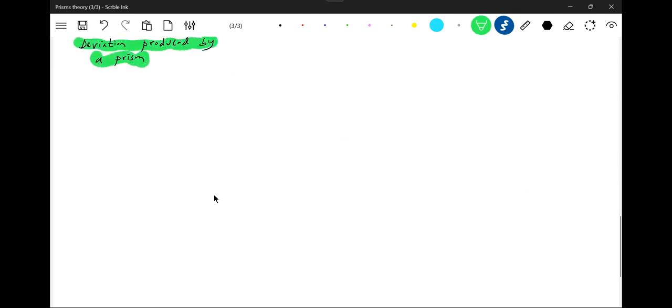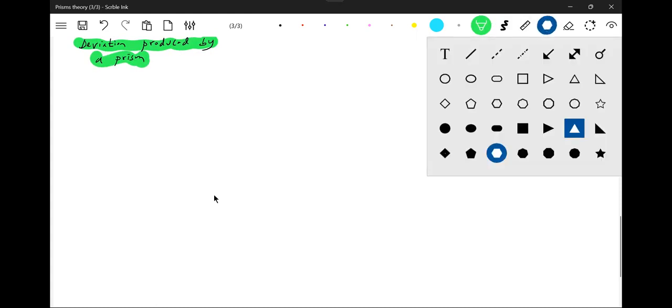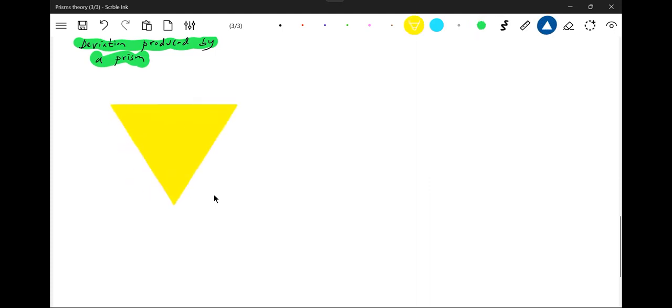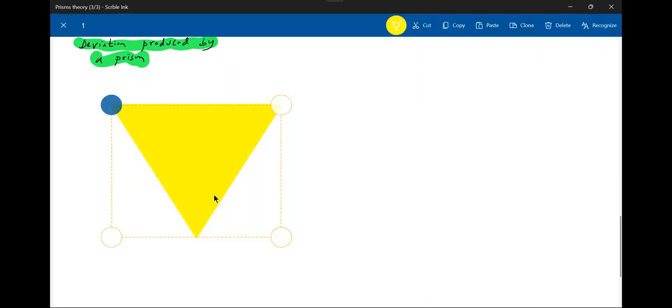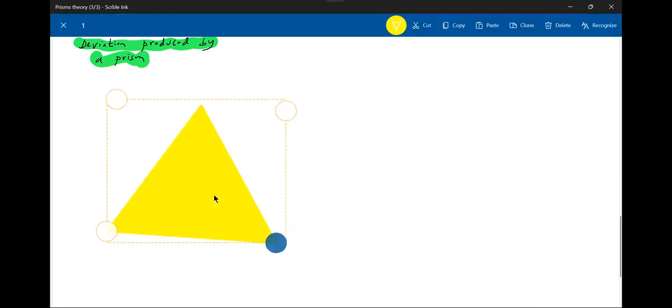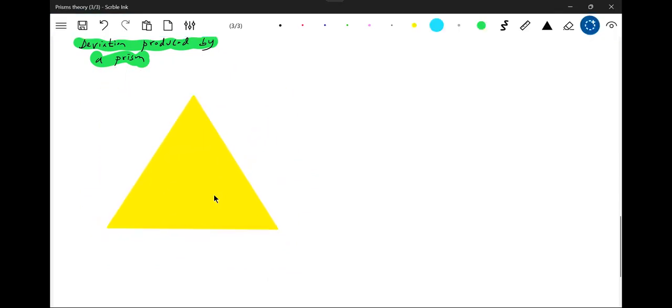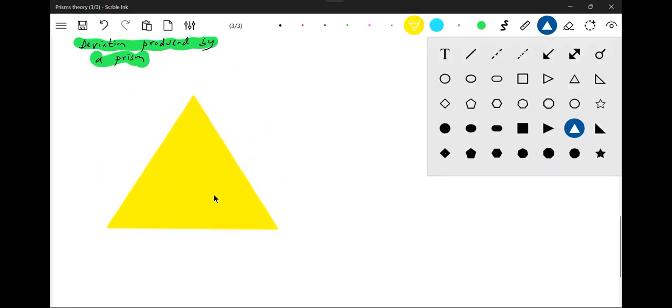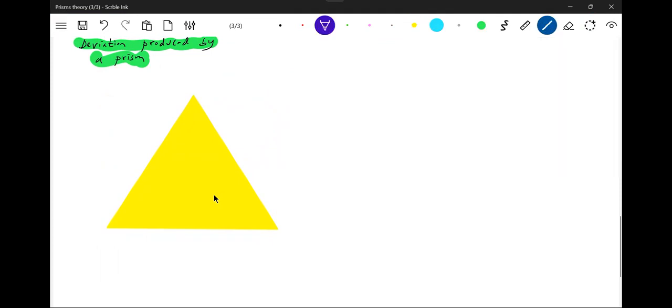This will be our topic. So let's try to calculate the deviation produced by a prism. I'll be picking up a triangular prism, and its principal section is what I'll be showing. A ray of light is incident here.